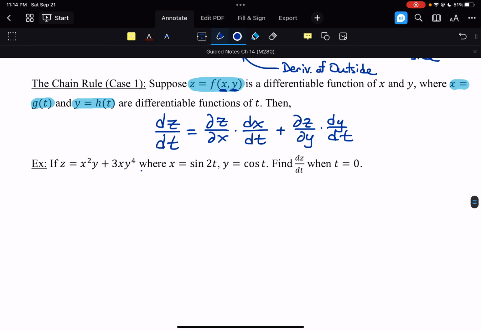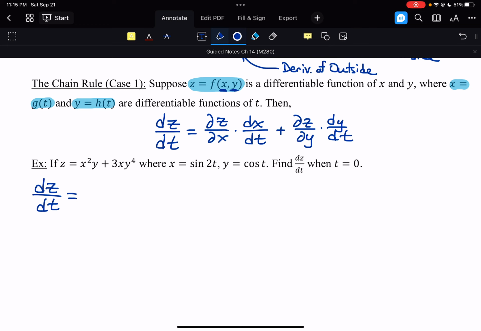We have a function of x and y, and we have the functions x is sine of 2t, y is cosine of t. Find dz dt, the derivative of the outer function with respect to that inner parameter, when t equals 0. All right, so we're going to get dz dt.